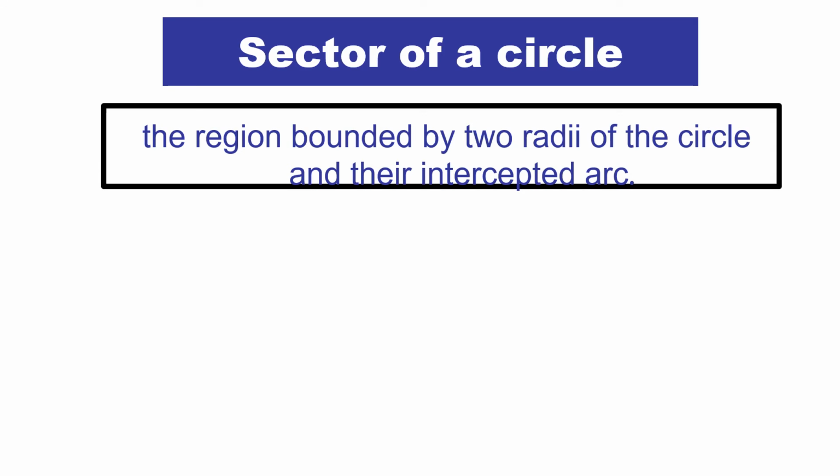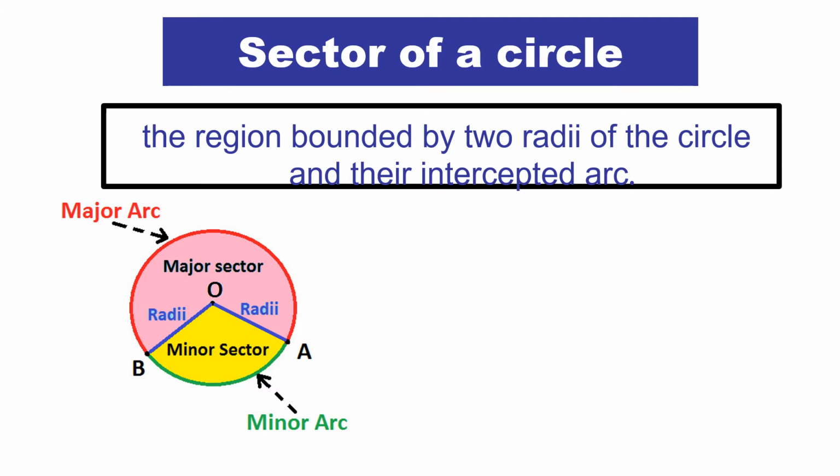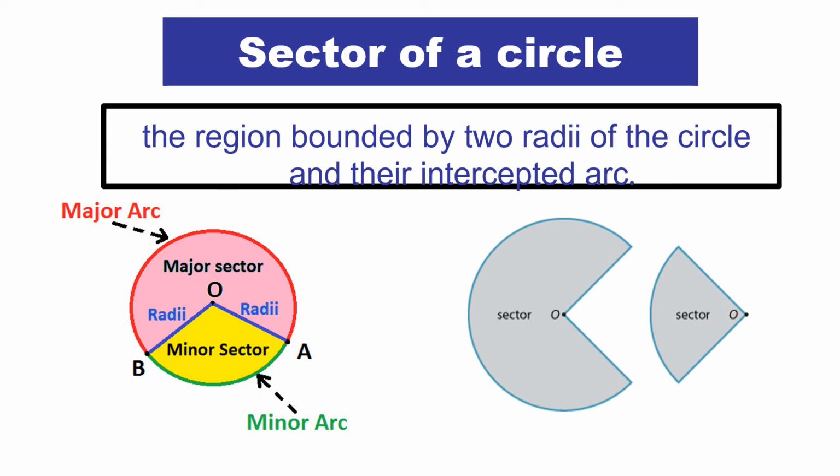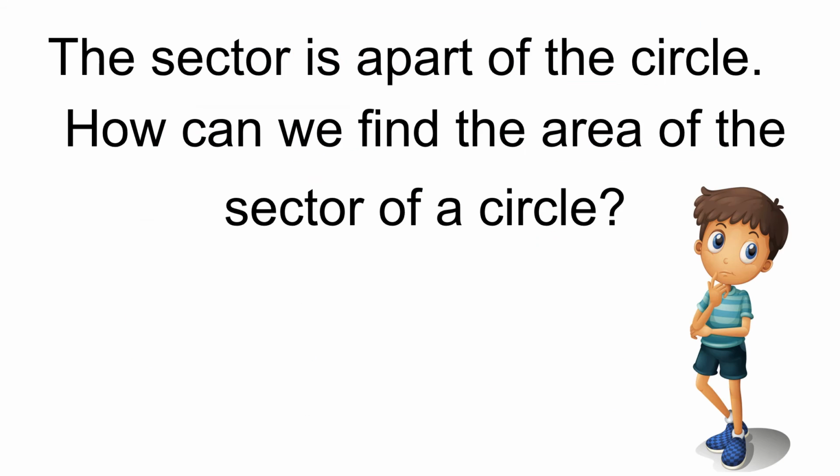Let us take learning a little bit further. We will now look at the area of a sector of a circle. But firstly, we need to know that the sector of a circle is a part of a circle, where the region is bounded by two radii of the circle and their intercepted arc. Let us take a look at the image. We have a minor sector and a major sector. If we look closely, we will see that the minor sector is the smaller of the two sectors.